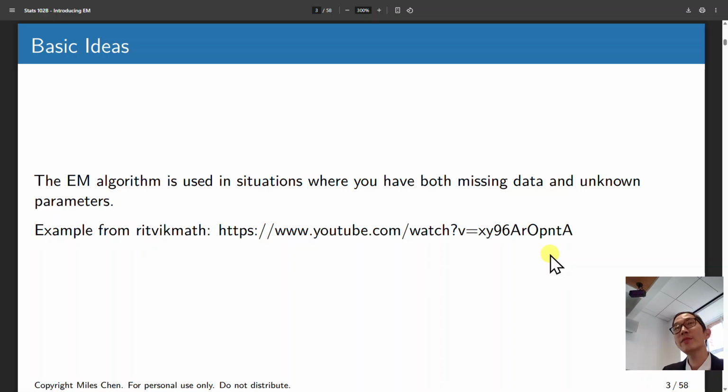Okay, when you have only one of these things, it's not too hard to estimate what you need to estimate. So you can guess the missing data, or you can generate your missing data. You can estimate unknown parameters if only one of these things is unknown. But if both of them are unknown, then it's a little bit trickier.